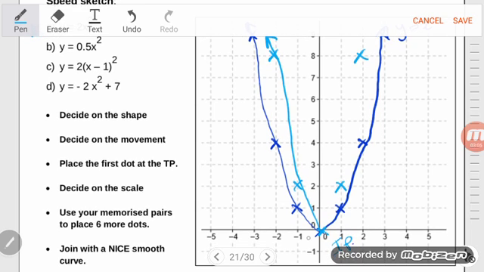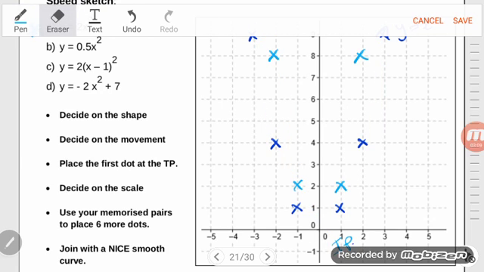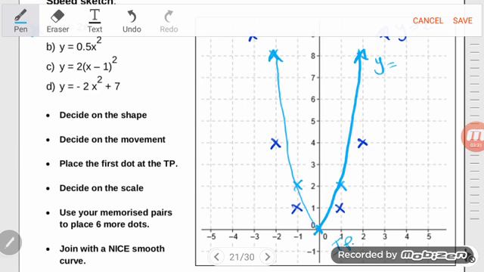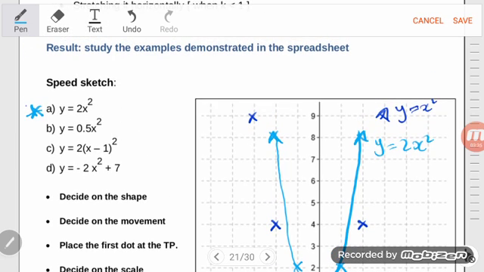Trying to get this right. So that should have actually gone. Okay, my little arrows. Y equals 2x squared. So all I've done is multiplied it.